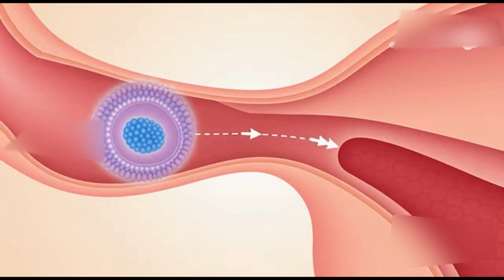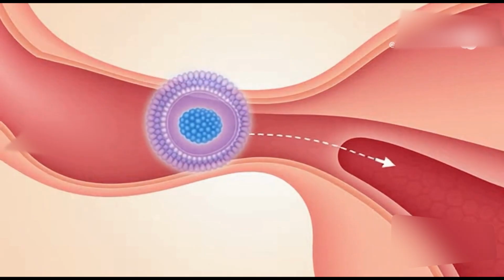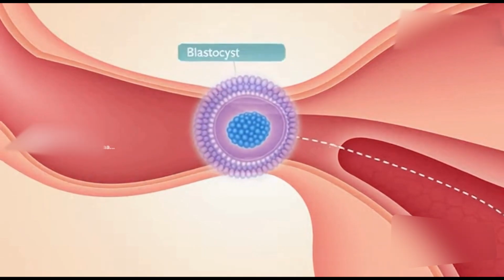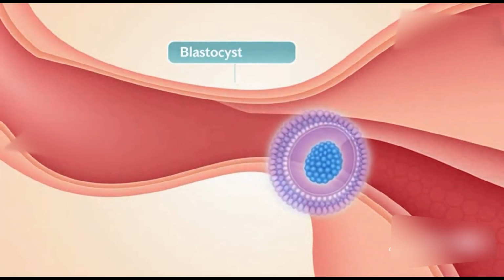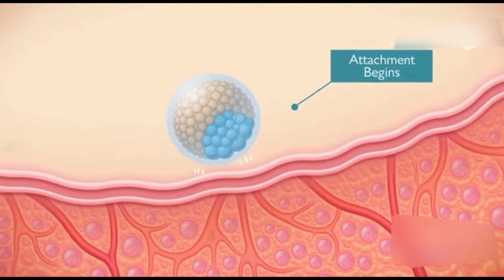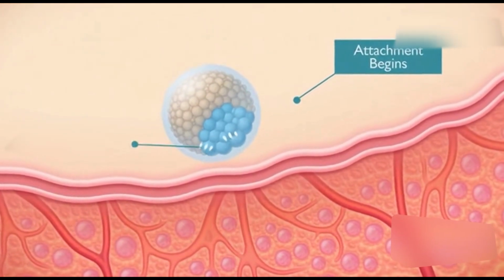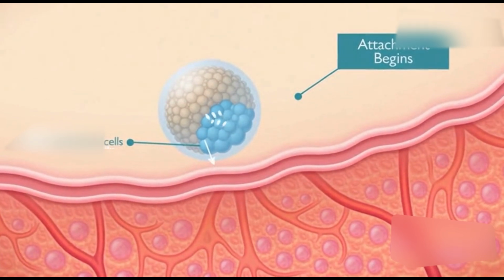The blastocyst travels toward the uterus, maintaining its structure and orientation, ensuring successful attachment to the uterine lining. The blastocyst attaches to the uterine lining, marking the beginning of implantation. This initial contact is critical for embryo survival.